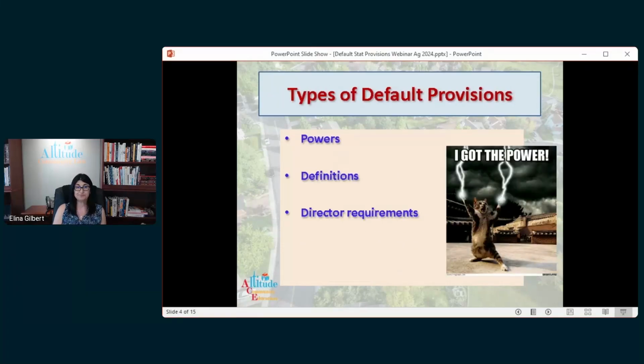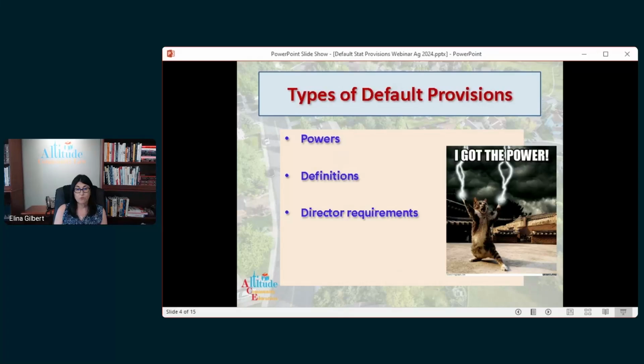The other thing is I tried to divide this into 3 categories for the default provisions. The first one we're going to go through is default powers. Then we're going to go through some default definitions, and then director requirements, although they're not all directors. There's an officer requirement, and there is a committee chair requirement as well, but I just generically called it director requirements.